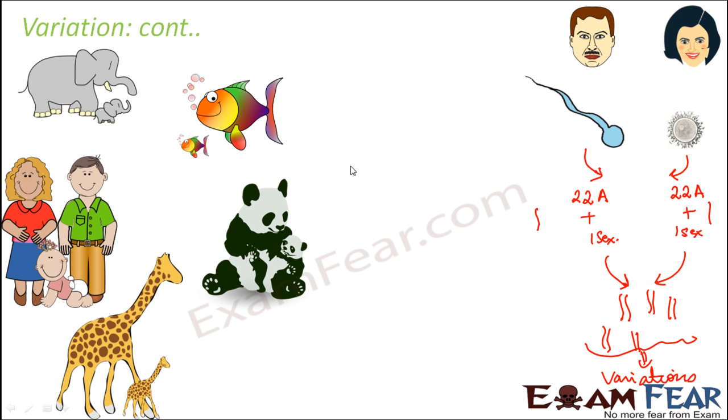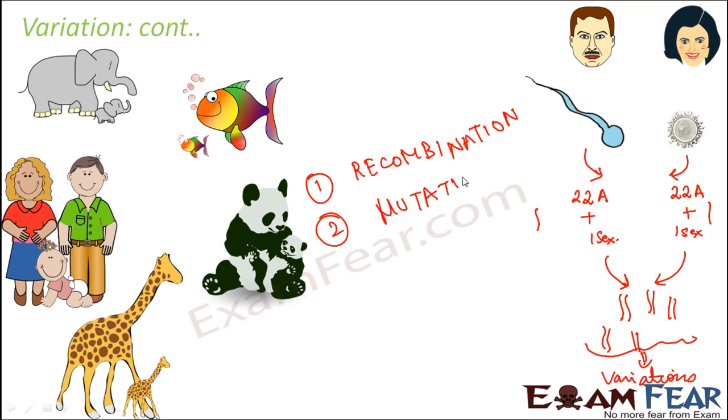So the two important processes which give rise to variations are recombinations, which happen due to the process of crossing over during meiosis. Recombination is one phenomenon responsible for variation, and the second thing responsible for variation is mutation, that is a change in the gene or chromosome structure and number.